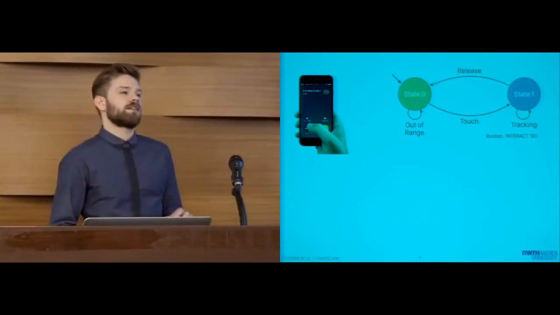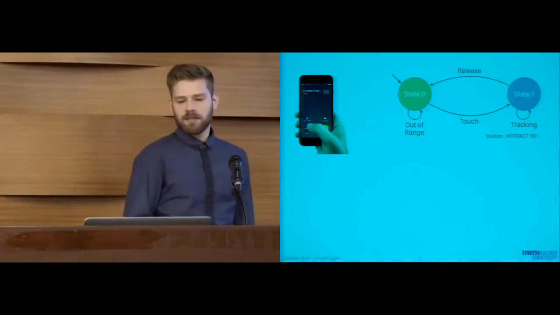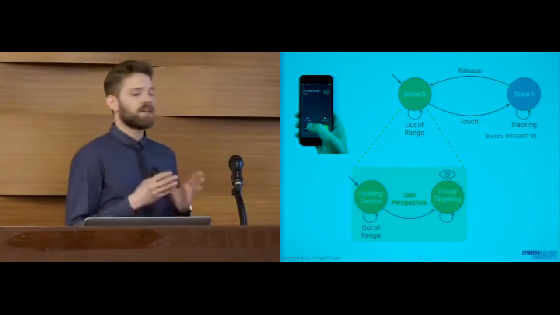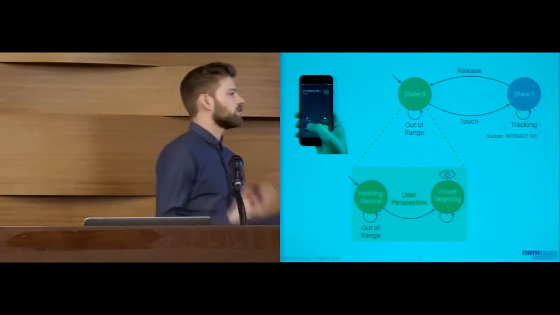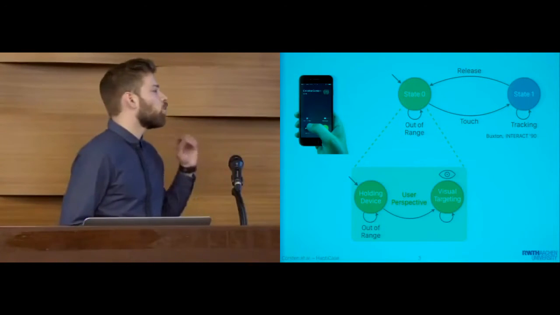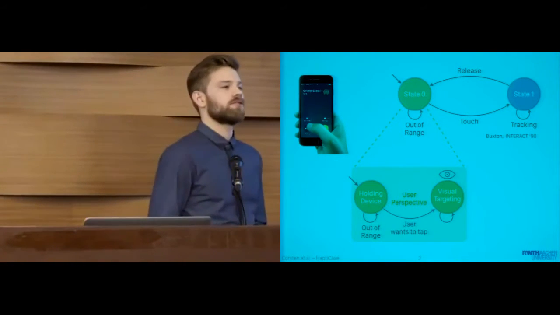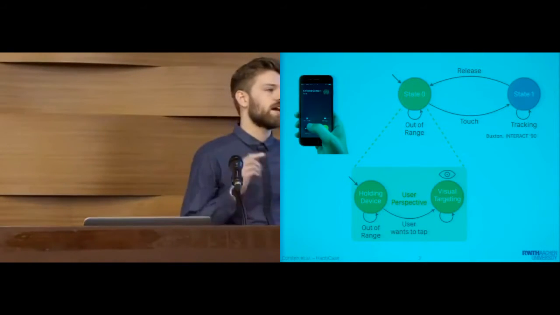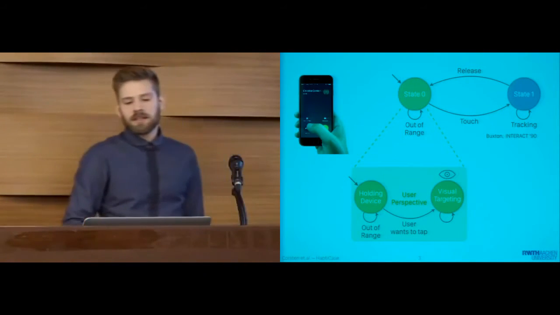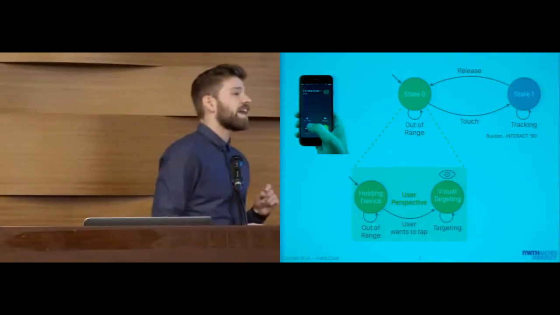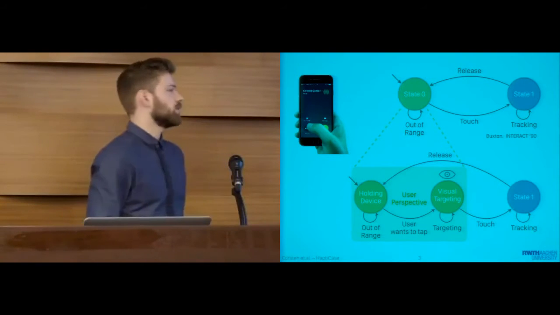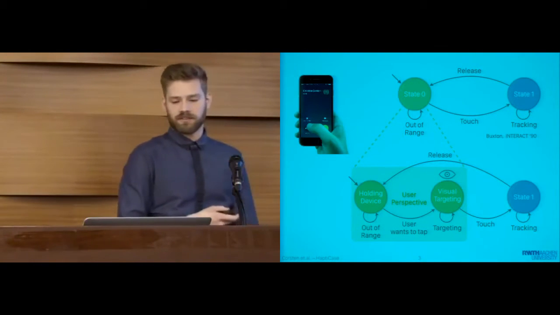From a user's perspective, there's a little bit more going on here, so let's split it up. Basically we have two states here. One that I call holding the device: when I'm holding the device, my finger is out of range. But then the user wants to tap, and that is when we move on to a state that I call visual targeting, because now I'm watching my finger approaching the target. When I'm close to the target, I tap down and end up again in state 1. And finally, when I release my finger, I'm back to holding the device.